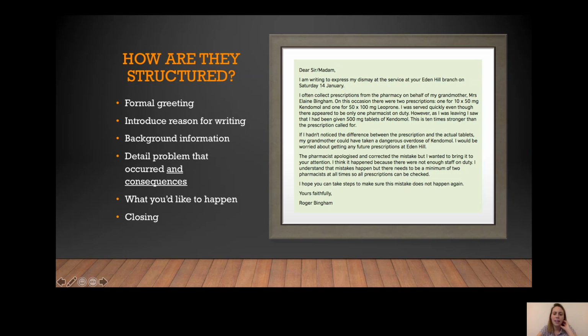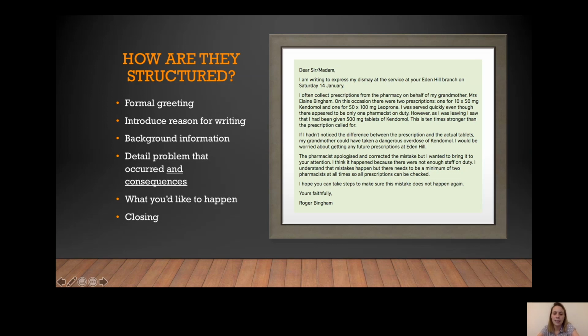"I was served quickly, even though there appeared to only be one pharmacist on duty." However, you can tell that he's about to detail the problem because he's used a contrasting conjunction to begin the sentence. "However, as I was leaving, I saw that I had been given 500 mg tablets of this drug here, Kendamol." Now remember, he was only supposed to have 50 mg. This is 10 times stronger than the prescription called for. So he's been given far too much medicine for his elderly relative. And if he hadn't noticed, then there probably would have been dangerous consequences.